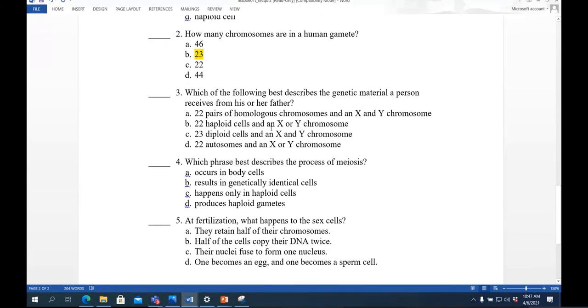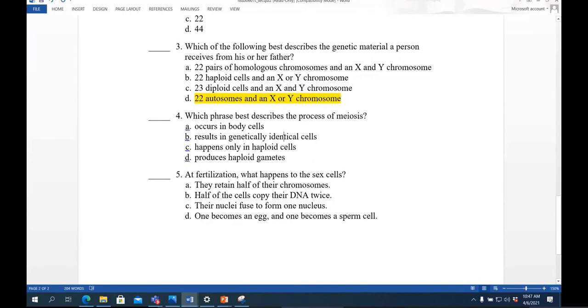Which of the following best describes the genetic material a person receives from his or her father? D. Perfect. 22 autosomes and an X or a Y. Right. Who wants to answer number 4 next? Roya. Yeah, Roya, go ahead. Please answer number 4. Which phrase best describes the process of meiosis? Perfect. D, produces haploid gametes, is the right answer.